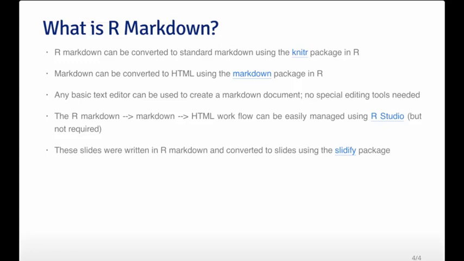So the basic workflow that you're going to use if you write in R Markdown is, your core document is an R Markdown file, so it has Markdown formatting elements and it has R code in it. Then you convert that into a Markdown file using the knitr package, and then you take that Markdown file, which is essentially an intermediate file that you're not going to edit, and you convert it to HTML using the markdown package. And then HTML is what you would view in your browser or other viewer.